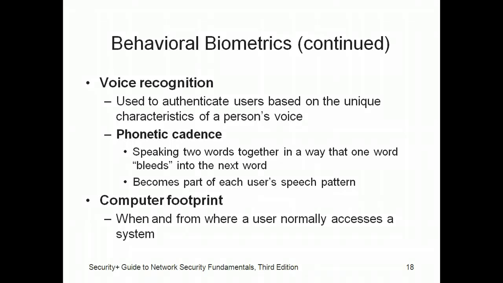Computer footprint, this is when and where you normally access a system. Banking systems use this now. If you try to access your banking system, if you have this on your banking system anyway, from a different device, or even from that device from a different location. Say if you usually access from a mobile phone, and you go out of town and it prompts you and says, hey, I noticed you're in a different region, you need to answer some questions.